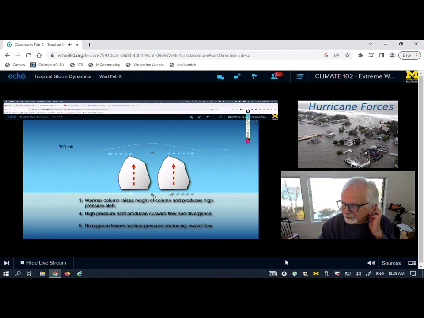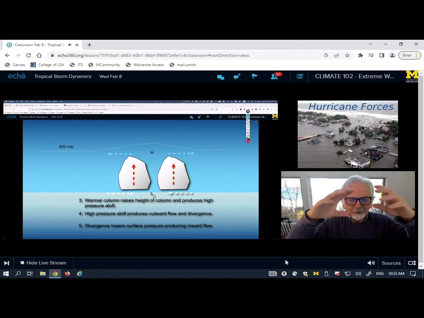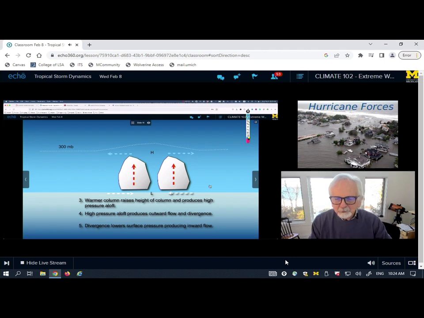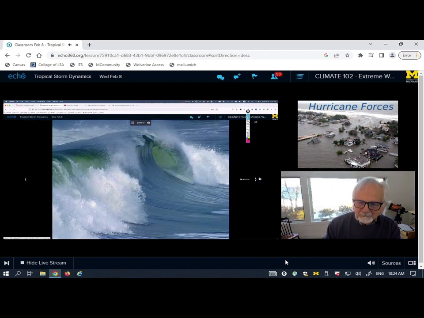Now this is sort of the same principle as a lava lamp. You heat up a bubble rising up, it is going to spread out at the top, flow down on the outside, flow back in. You produce a high pressure at the top of the lava lamp, if you know what that is, and a relative low pressure at the bottom. It's called direct thermal circulation.